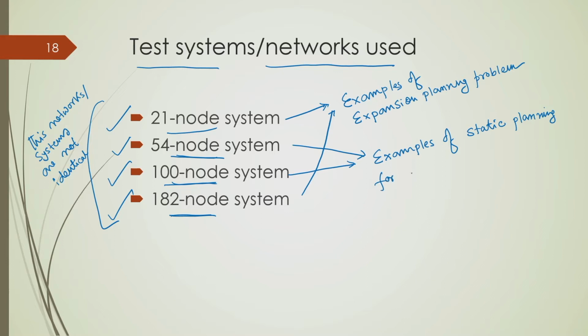Static planning is for a brand new network. So, here in this case, this expansion planning problem for 21 node and 182 node systems, we have some pre-existing infrastructure, pre-existing network or infrastructure.